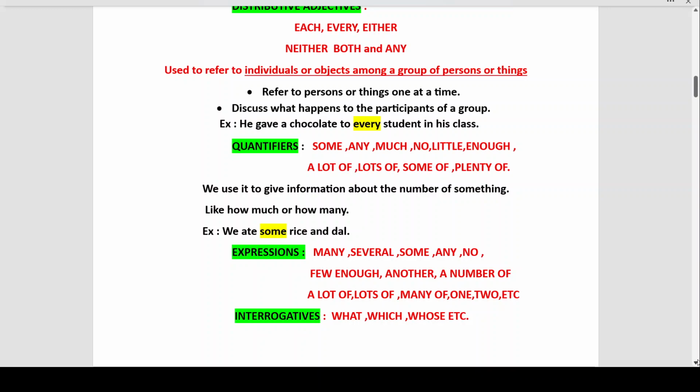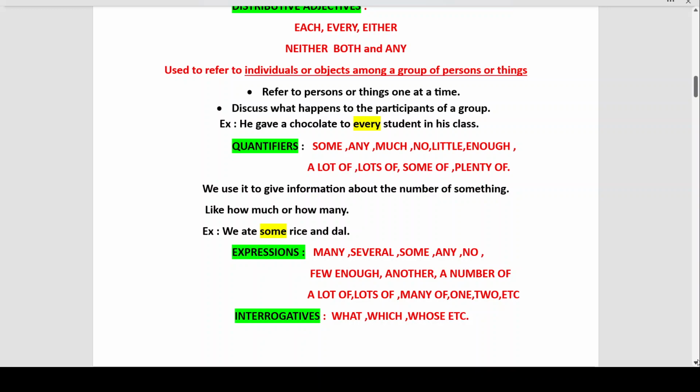So, they refer to persons or things one at a time. They discuss what is happening to the participant or the object or the individual of a particular group. Group means more than many. So one particular participant, one particular object, or one particular individual, what is happening to that is being discussed by your distributive adjective. Example, he gave a chocolate to every student in his class.